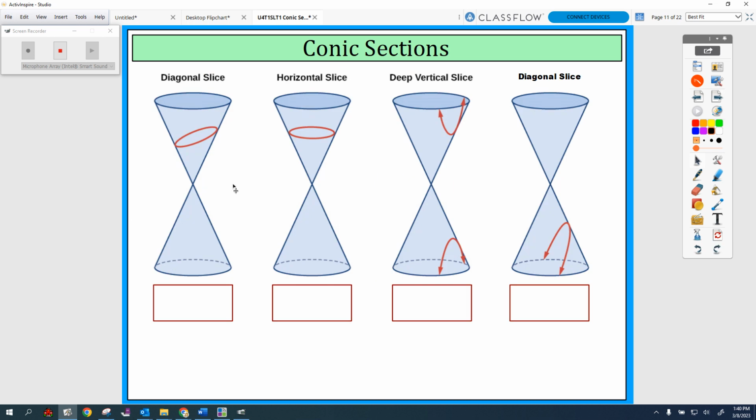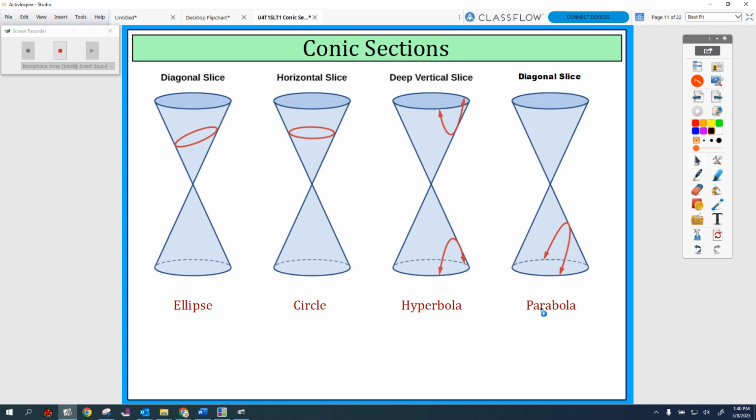This is also a visual way of looking at conic sections. We have the diagonal slice, which makes the ellipse. We have a horizontal slice that makes a circle. We have a vertical slice that slices through both cones, which would be a hyperbola. And then of course a parabola, which is just a diagonal cut, and the slant is going to be the same as the slant of the cone itself.